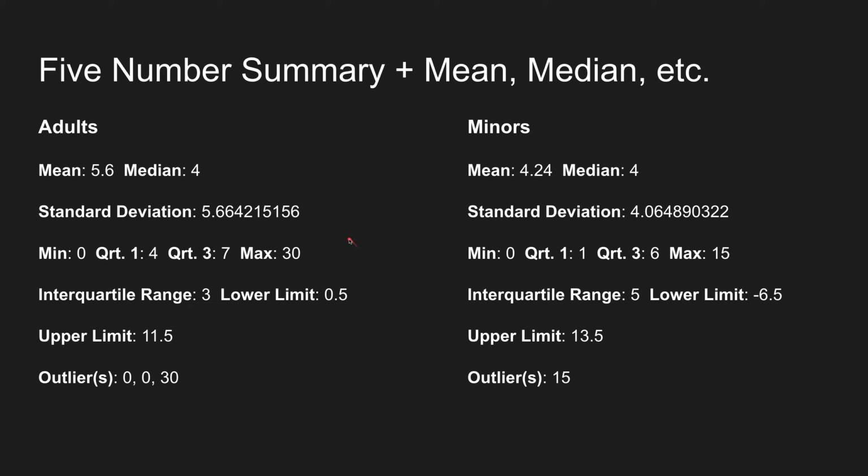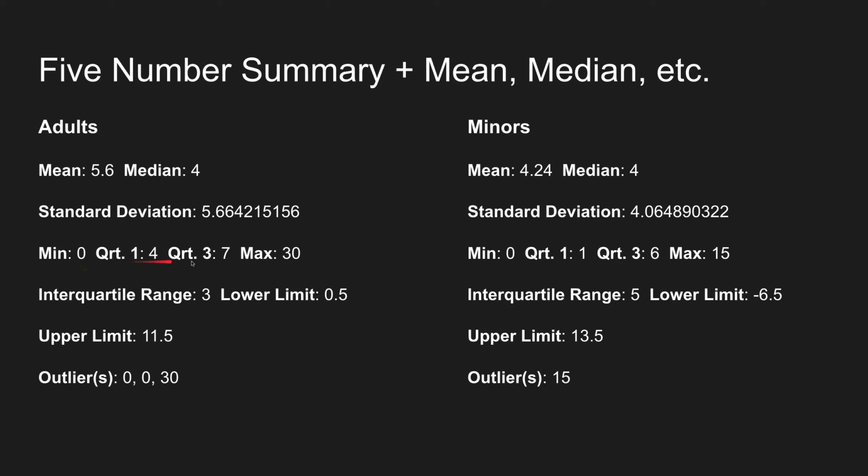Here is the 5-number summary for both populations. For the adults, we can see that the mean is much higher than that of the minors, while they both have the same median. With the standard deviation, the adults again have a higher standard deviation than the minors. Both had the minimum of 0.